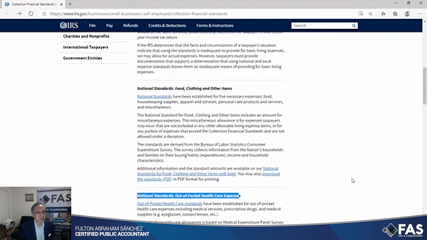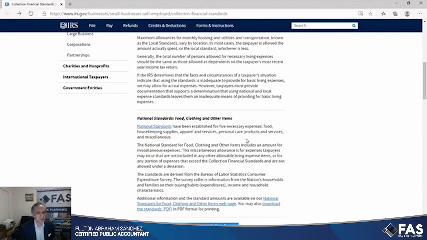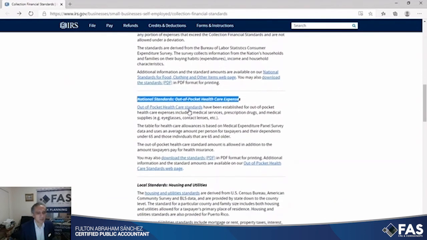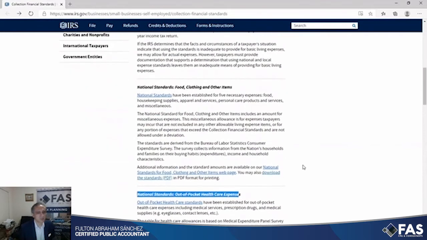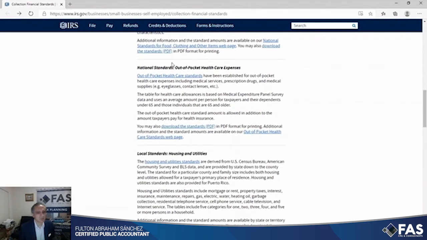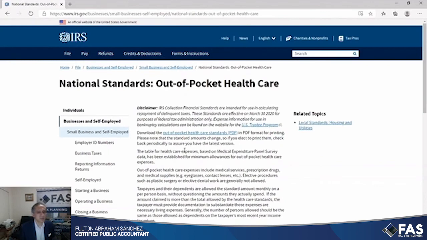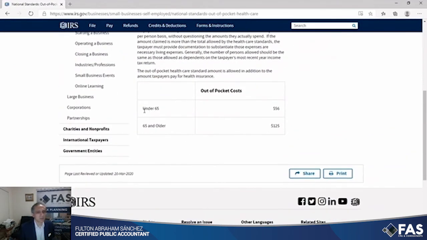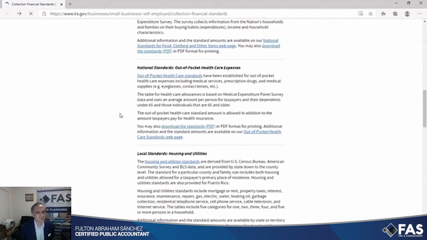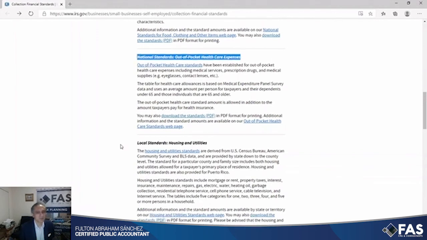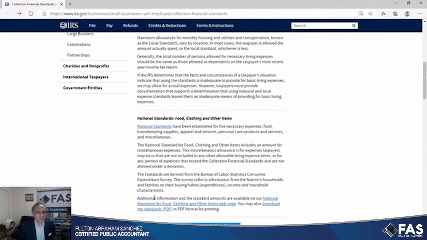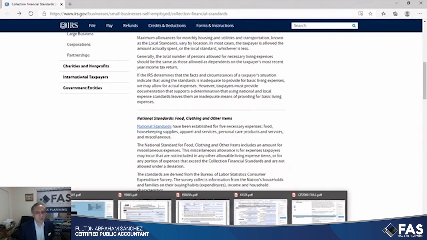So once I click on the national standard link, it will take me to the page, out of local standard. We review national standard for clothing. For example, for healthcare, it will take me to the page. For under 65, it's only 56. That's it. This is for out-of-pocket healthcare expenses. This goes for form 433.